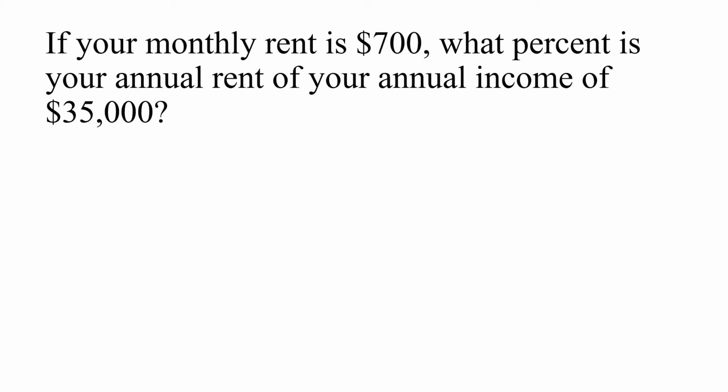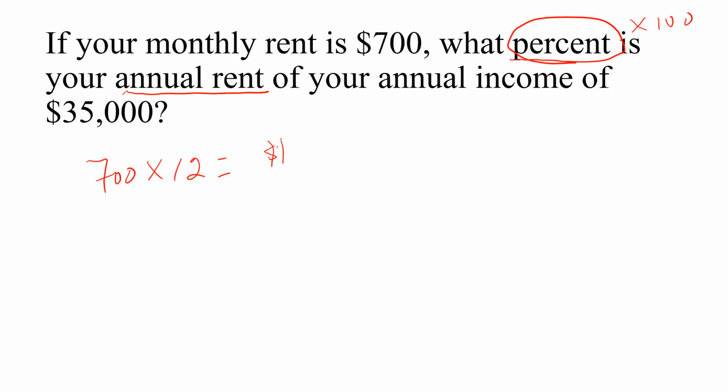Okay, if your monthly rent is $700, what percent is your annual rent of your annual income? Remember, we're dealing with a percent here. This is important. That tells us at the end we're going to multiply by 100. So our monthly rent is $700, but we need our annual rent. So we're going to multiply it by 12 because there are 12 months in a year. And so our annual rent is $8,400.